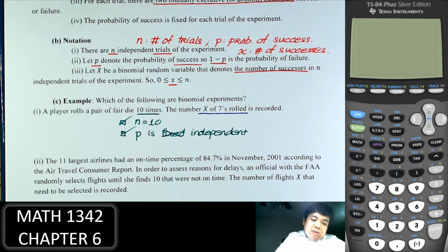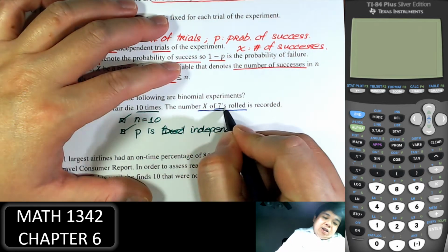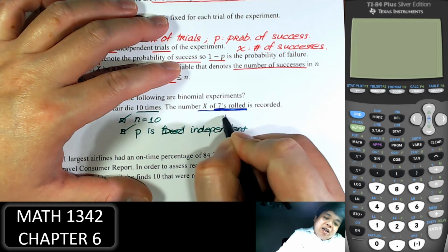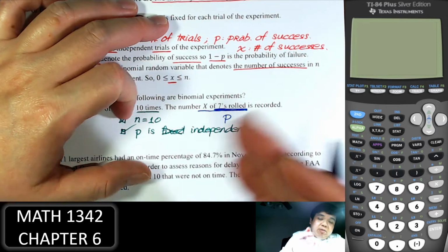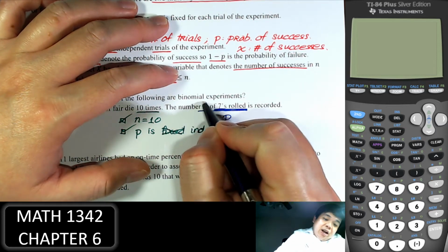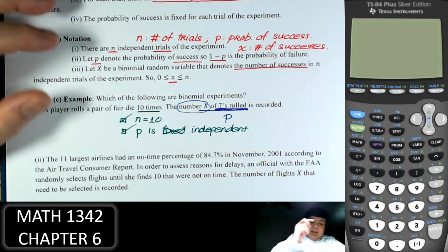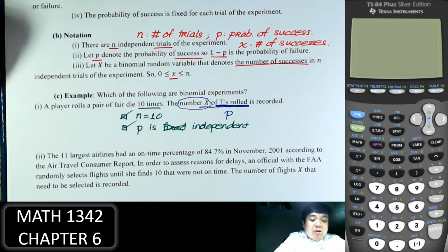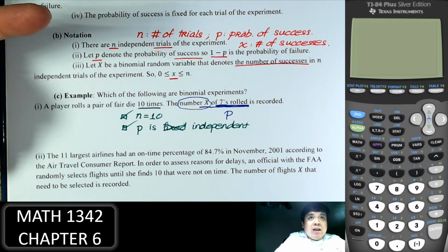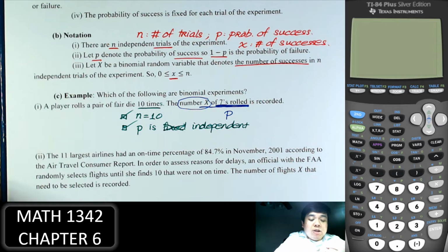And so the success here is getting 7. Not getting 7 is not a success. And the number is x. So in that case, this is a binomial experiment because we have everything. Right? Fixed number of trials, probabilities are independent, and we have two outcomes.